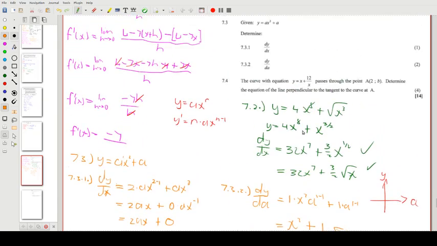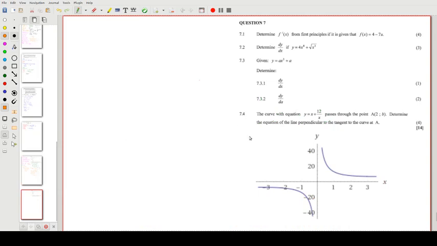Alright, that was 7.3. Now let's move on to the next page for 7.4. Okay, 7.4, let me write that down here. Okay, let's read the question. The curve with the equation y equals x plus 12 over x passes through the point A, which is, let me write down the equation. y equals x plus 12 over x, and it passes through the point A, which is 2 and B. Okay, determine the equation of the line perpendicular to the tangent of the curve at point A.